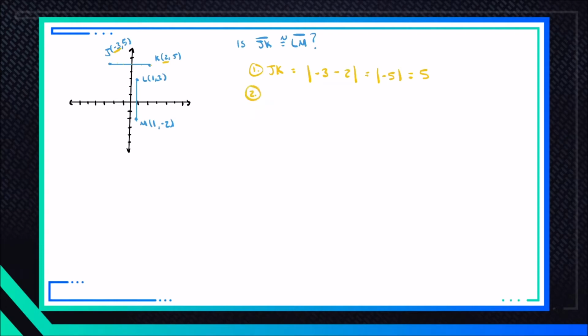We can do the same exact thing for LM, but notice now it's not our x position that is changing, it is our y position that is changing. So we're going to take a +3 minus a -2. That's like plussing, so that's going to be equal to a +5, and the absolute value of a +5 is a +5. So since JK is equal to 5, which is also equal to LM, we would say that the line segment JK is congruent to the line segment LM.